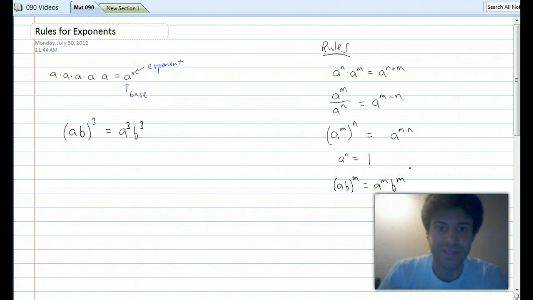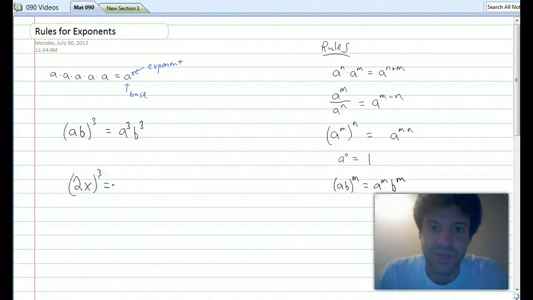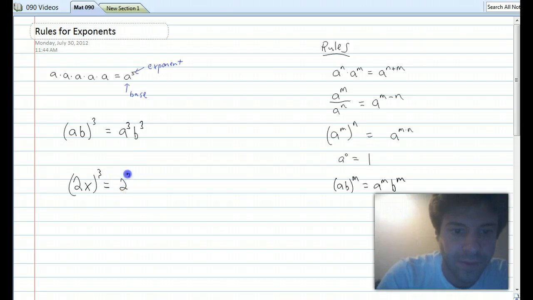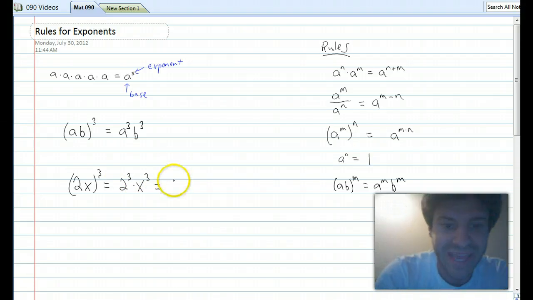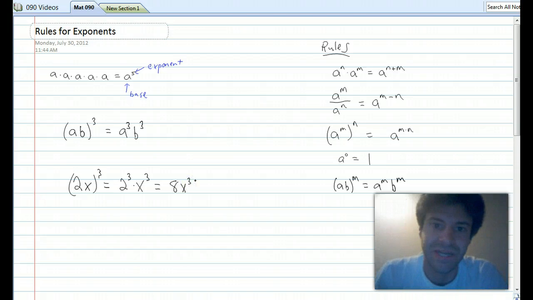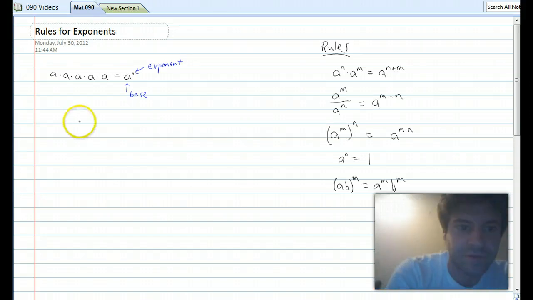And just a really quick example of that, let's say we have 2x raised to the 3rd power. In that case, we have to raise 2 to the 3rd power as well as x to the 3rd power. 2 to the 3rd power is 2 times 2 times 2, which we know is 8. And x to the 3rd power we just have to leave there. Call it 8x cubed.